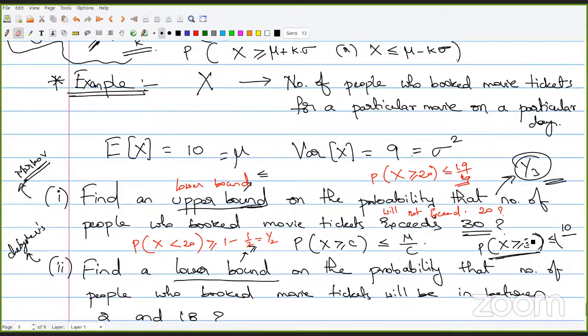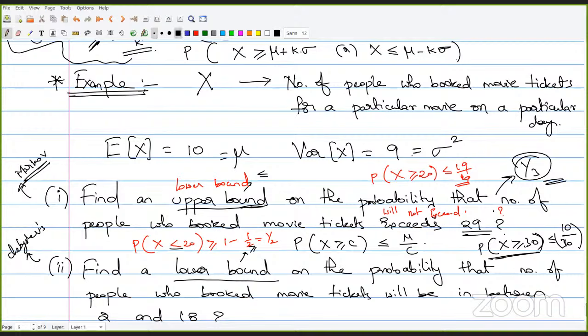Why change this? Why spoil everyone? X is 29. Yes. So now it will be 10 by 30. Okay, 10 by 30, 1 by 3. Will not exceed 20, okay. Will not exceed 20 is okay. The probability that X does not exceed 20, X less than or equal to 20. Yes, right.